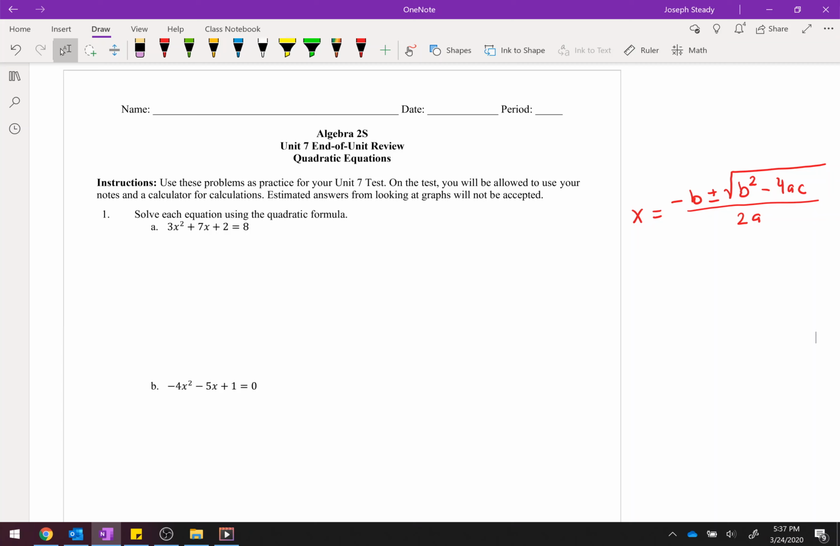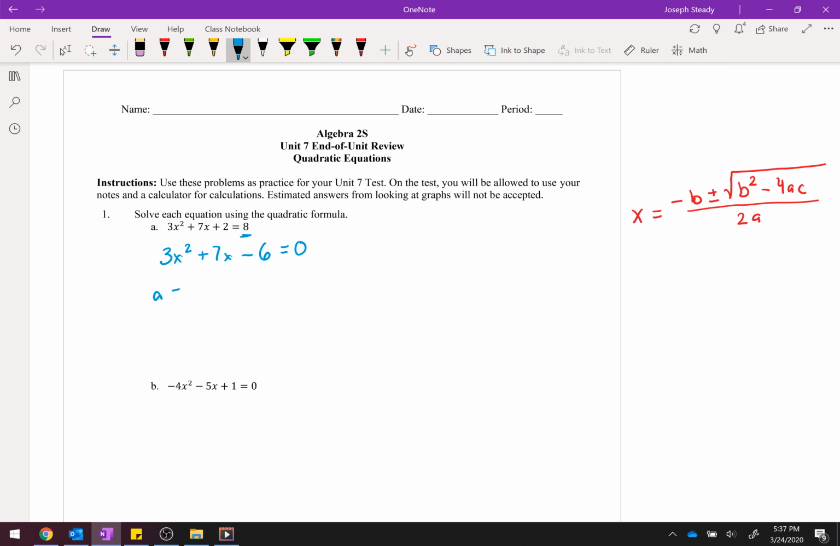So the first thing we have to do is deal with this 8 right here. We can do that by subtracting 8 from both sides. And when we subtract 8, it's going to end up combining with that positive 2 there, leaving us with a minus 6. But now we have 0 on the right side of this equation, so we can go ahead and find out what a, b, and c are.